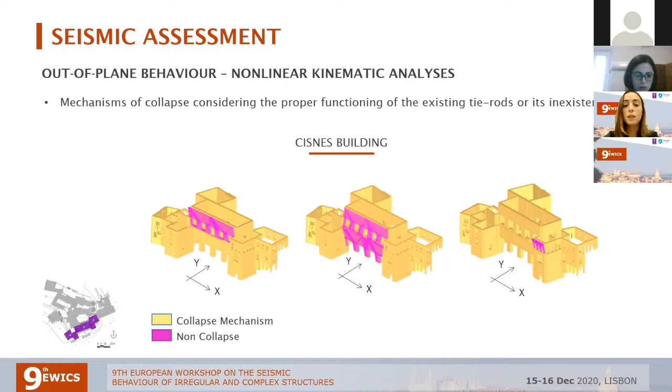So we studied two options because the building already has existing tie rods of ancient intervention techniques. We didn't have information on whether they were working or not. Therefore, we considered the first mechanism of collapse without the tie rods functioning properly and the second mode of collapse with the tie rods working, as you can see here.